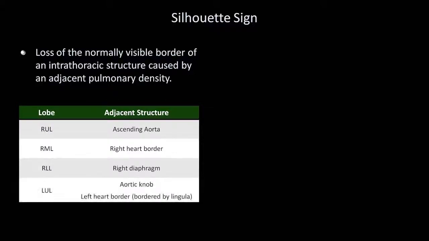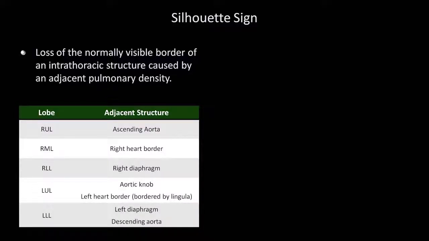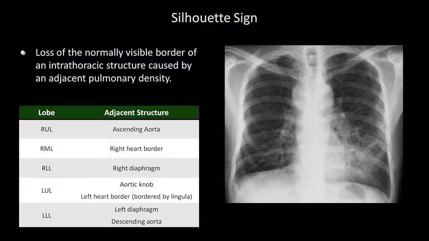The left upper lobe can obscure either the aortic knob and or the left heart border, which is specifically bordered by the portion of the left upper lobe called the lingula. And a left lower lobe opacity can obscure the left diaphragm and or the descending aorta. Take a look at this example. Which normal border is obscured by a density, and therefore where is that density located? In this case, it's the left heart border that's obscured, and therefore the opacity is located in the lingula.